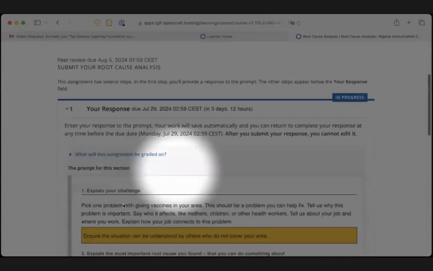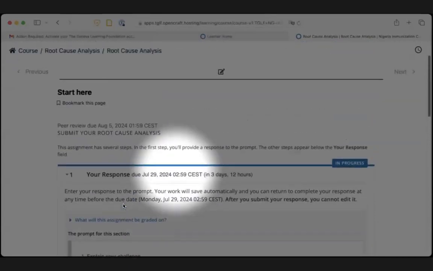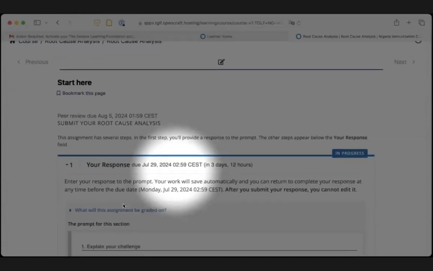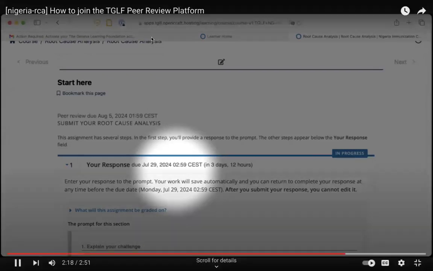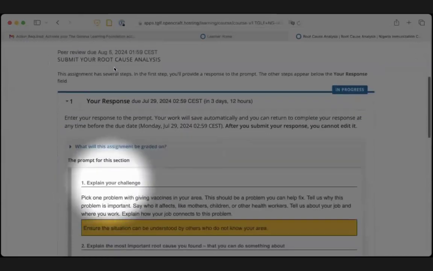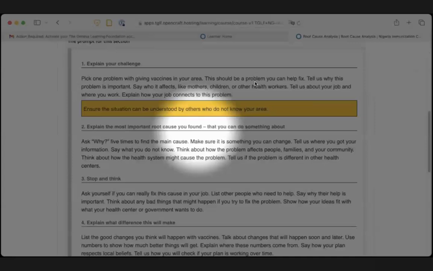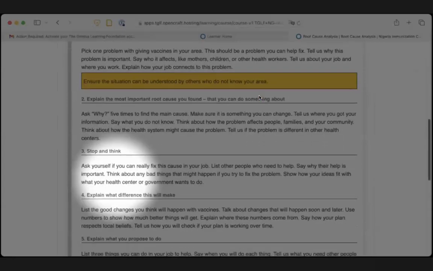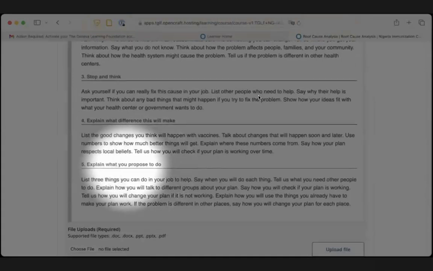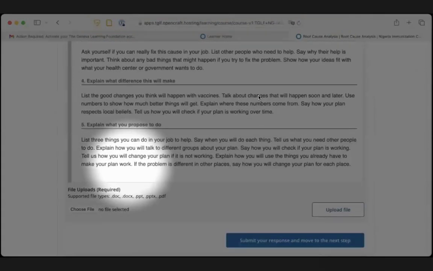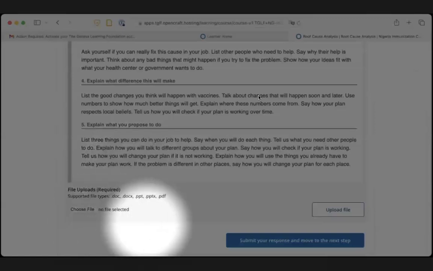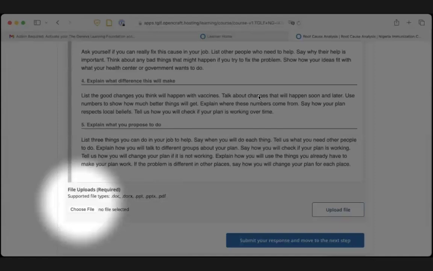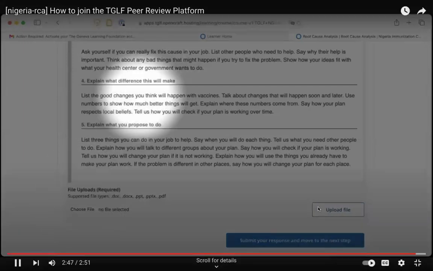Now, here is the unit. You don't need to actually use this until you have completed your root cause analysis project. This is not just the 5 whys. This is all 5 sections of the project, and you can see the sections here: explain your challenge, explain the most important root cause you found, stop and think, explain what difference this will make, and then explain what you propose to do. Once you have done all 5 of those things and written them up into a single document, then you'll be able to upload your file. I'll show you that in the next tutorial, but first, focus on actually writing up all 5 sections of your root cause analysis project.